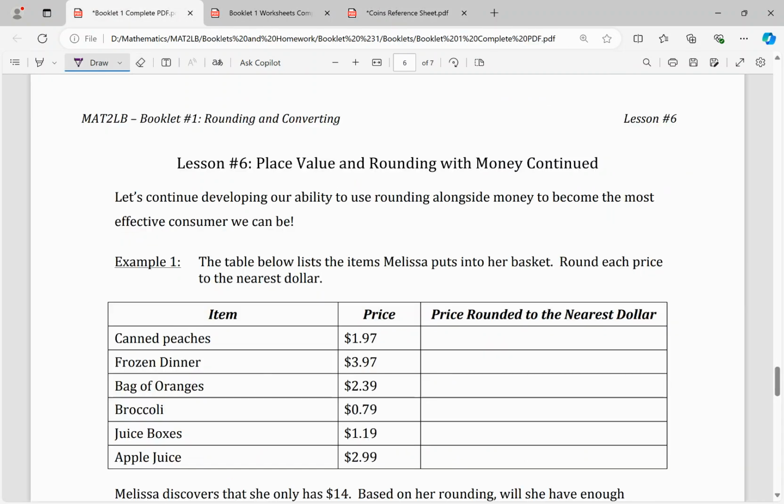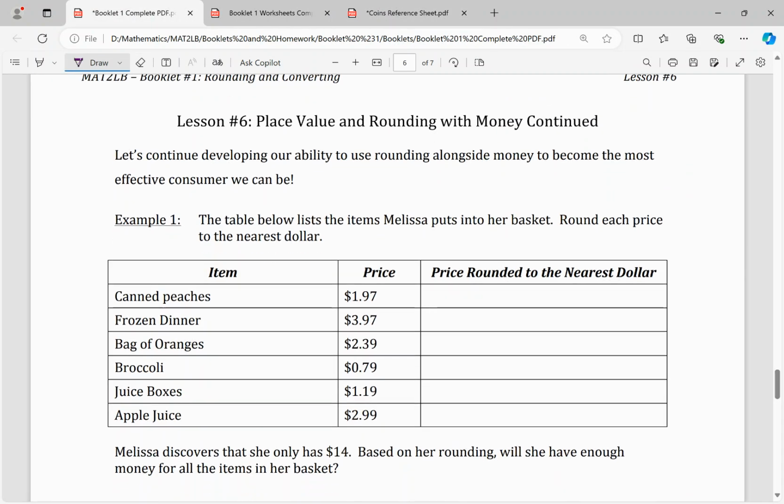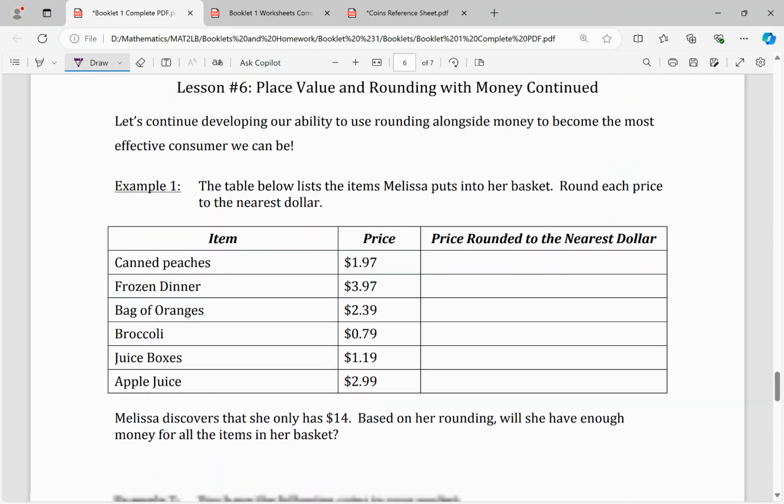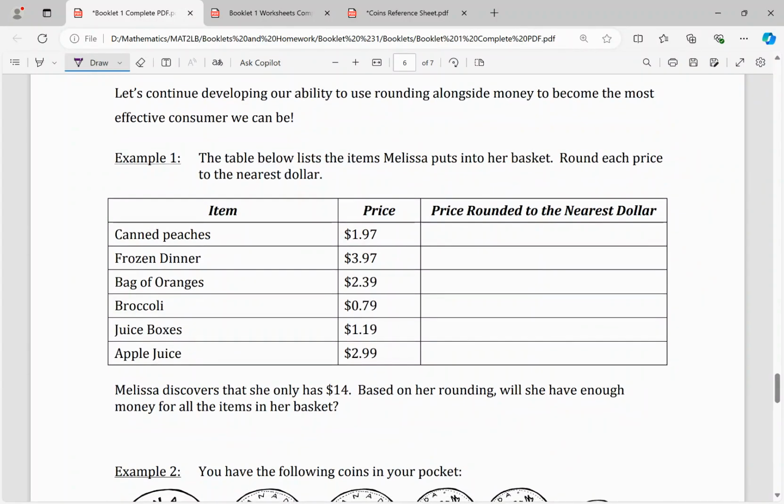Let's jump in. So this is going to be a continuation of the previous lesson, developing our ability to use rounding alongside money to become an effective consumer. Example 1 talks about Melissa, who puts the following items into her basket: canned peaches, frozen dinner, bag of oranges, broccoli, juice boxes, and apple juice. We want to know roughly how much this is going to cost Melissa.